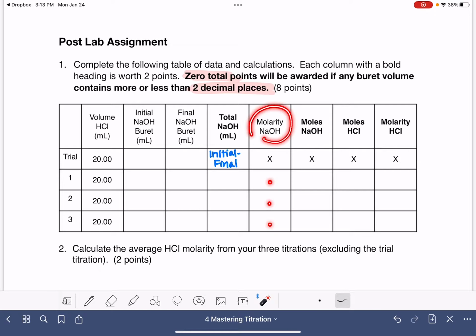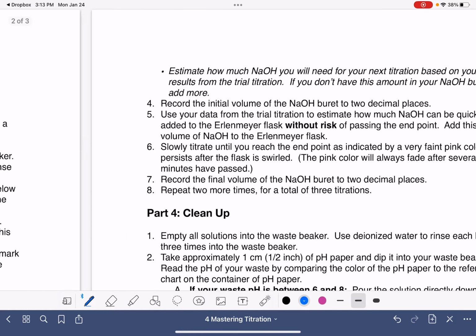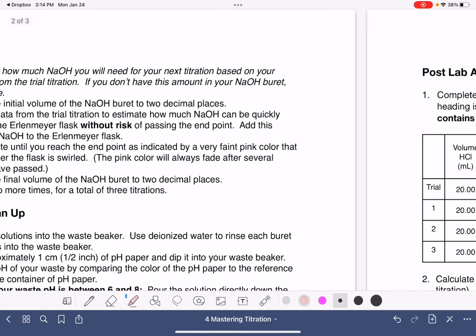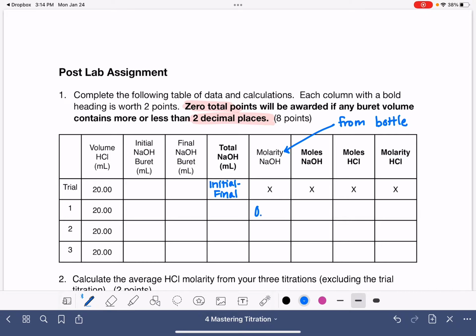Now in this column, you're reporting the molarity of the NaOH. This is something that you will have taken from the bottle while you were in lab. The procedure tells you that the NaOH solution you'll be using is approximately 0.1 molar. But that's not going to be the exact molarity of the solution, so don't write 0.1 in this box. This is not what I want you to put. I want you to put the exact molarity, whatever it may have been. I also want to add that the molarity is going to be the same for all 3 of these.